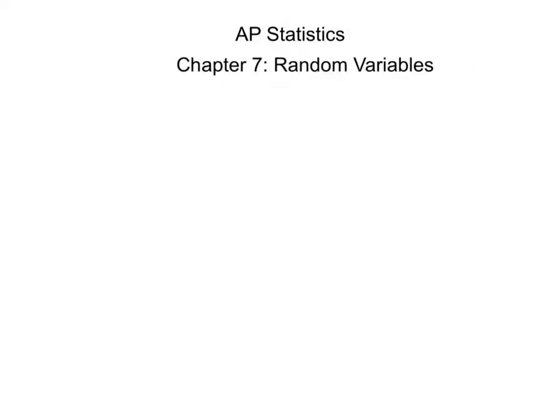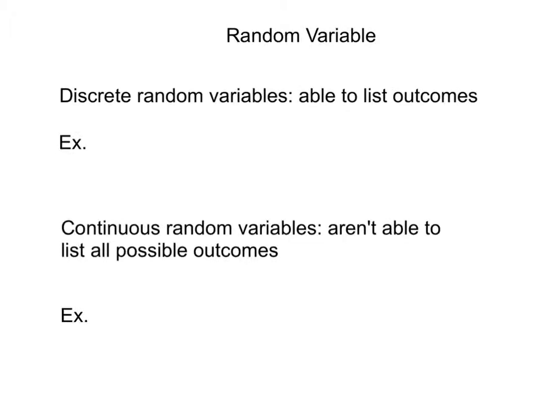This is a video for AP Statistics Chapter 7, and this chapter is about random variables. So basically we're taking the random probability from Chapter 6 and we're throwing some variables back into the mix to create some more problems. So the first thing you need to know is the differences between two types of random variables. One type are called discrete random variables, and with discrete random variables, you're able to list the outcomes. And then there's a different type, continuous random variables, and that's where you aren't able to list all the outcomes.